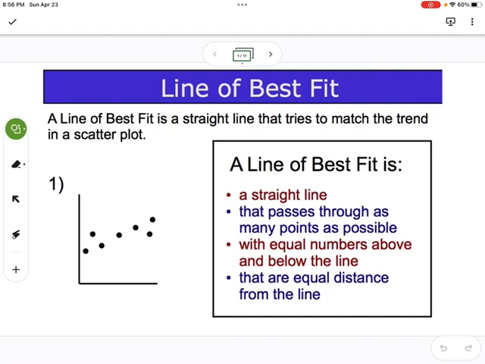It passes through as many points as possible with equal numbers above and below the line that are equal distance from the line. Okay, so what we want to do is create a line that goes through the data. We have a positive correlation here, so our line needs to be in the positive direction. And we can get most of the points to go through the line like so. So everything is touching the line of best fit here except one above and one below.